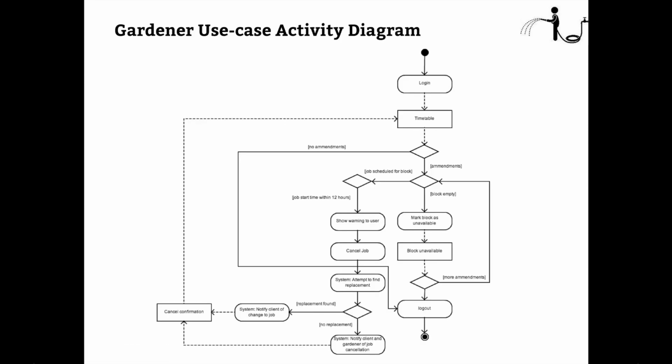In our analysis and design stage, we created activity diagrams for the main use cases, showing the user journey through the system for each use case. Here we have an example of the activity diagram for the gardener cancelling a job and booking time off. As you can see, the system, once the user has selected a time slot to amend, checks if the time slot has a booking. If it does, it warns the user and on confirmation cancels that booking. If there is no booking, the time slot is marked as unavailable.